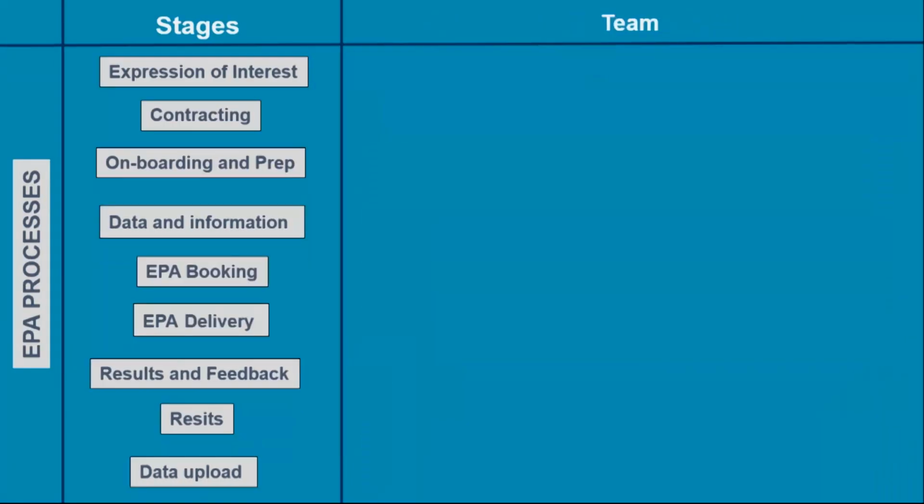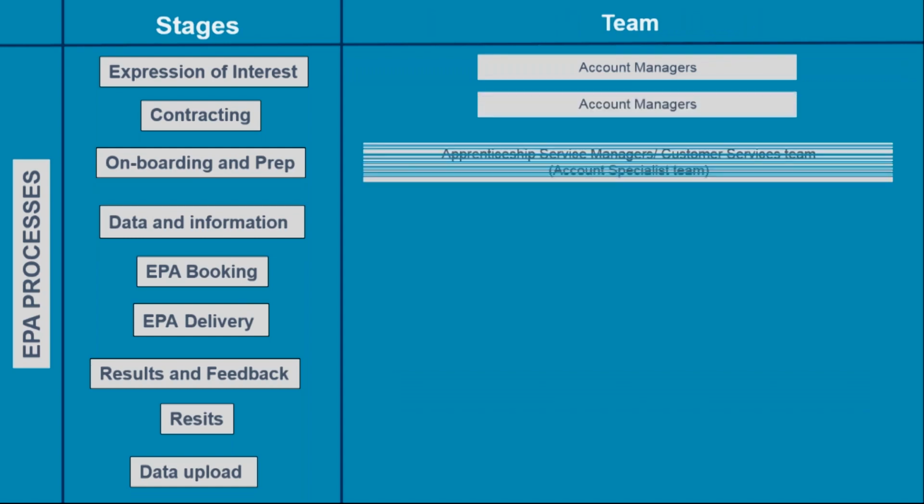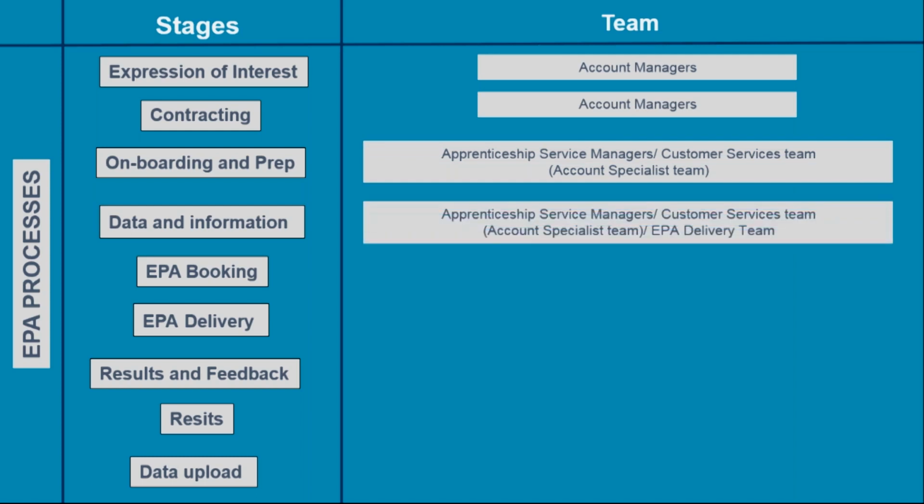So in terms of the team that sits behind each of these stages, I'm hoping that most of you would have interacted with most of these team members. There are account managers who manage the expression of interest and the contracting stages. We then have the apprenticeship services managers and the customer services team, who are also called the account specialist team in Manchester, who are managing the onboarding and the preparation phase. Same team also, in collaboration with the EPA delivery team, also are involved in the collation of all the data and information. Now, this is how it's working currently with the sort of physical EPA planning meetings.